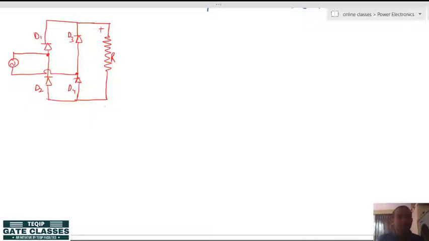So, R load is here, this is the output voltage reference, this is the output current reference, this is the source voltage reference, this is the source current reference, and let me take any of the diodes, let us say it is D1 reference and ID1 reference. Okay. So, now start with the waveforms.